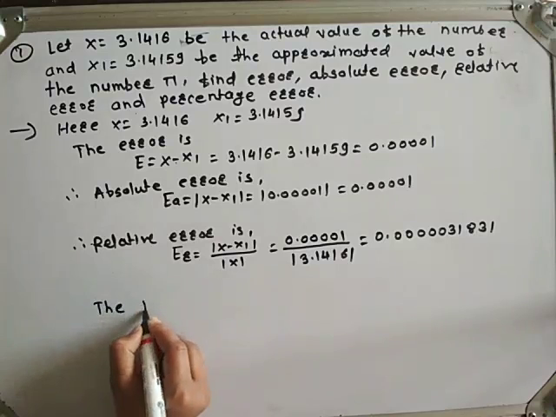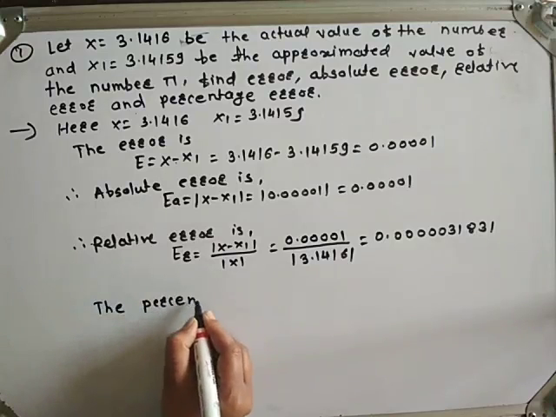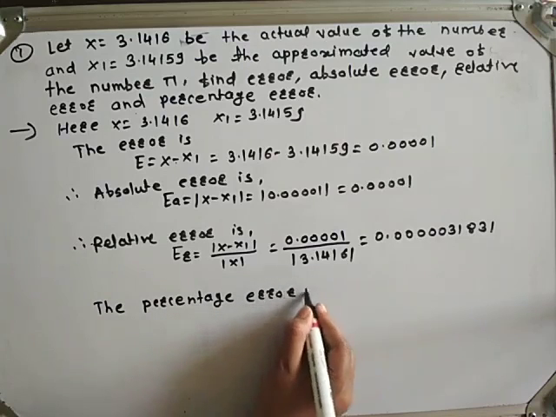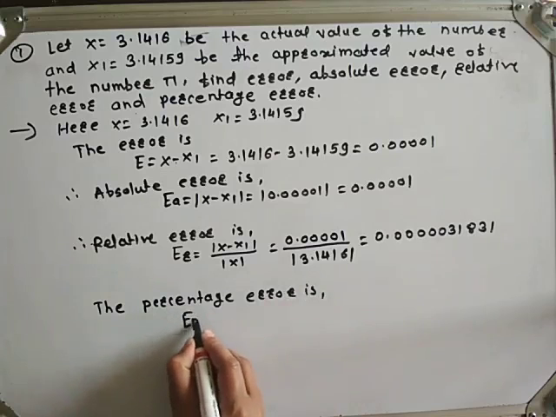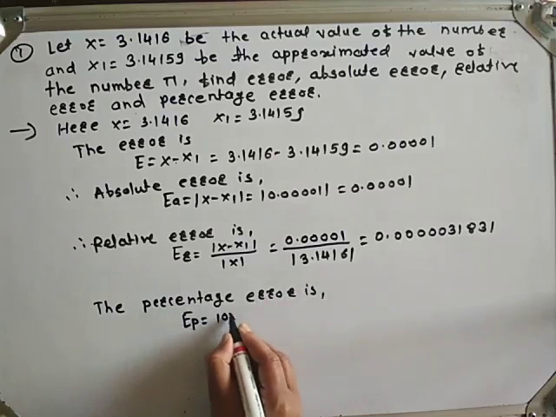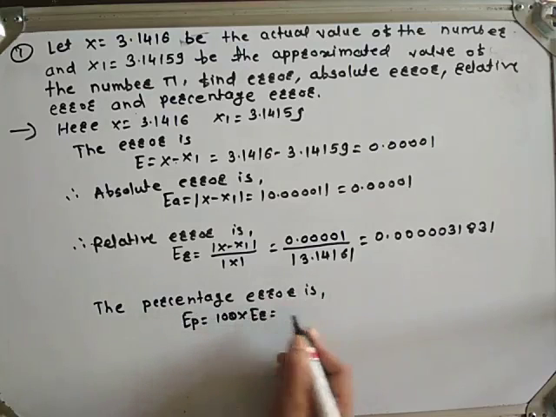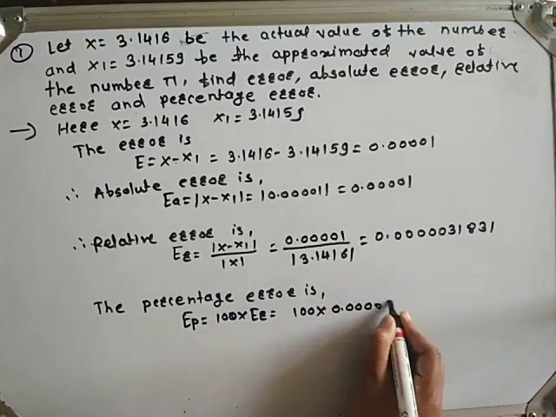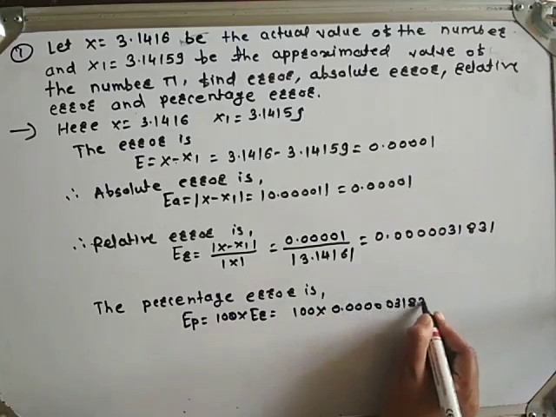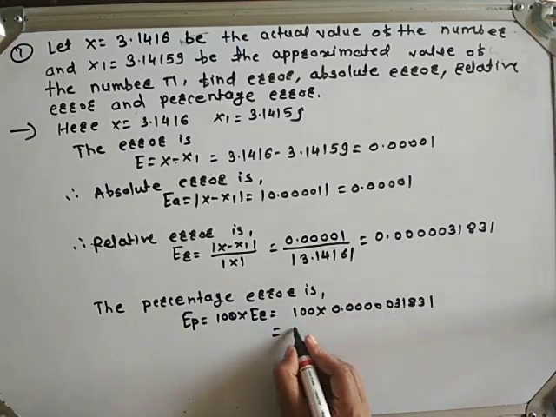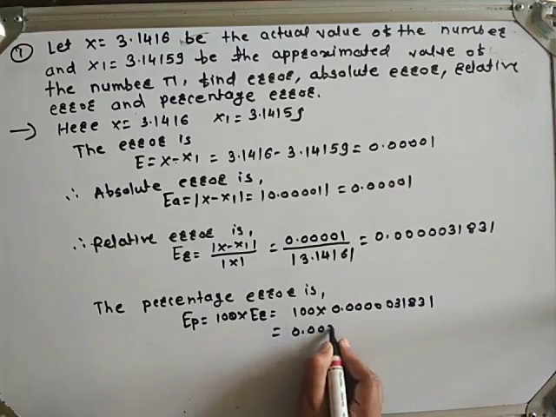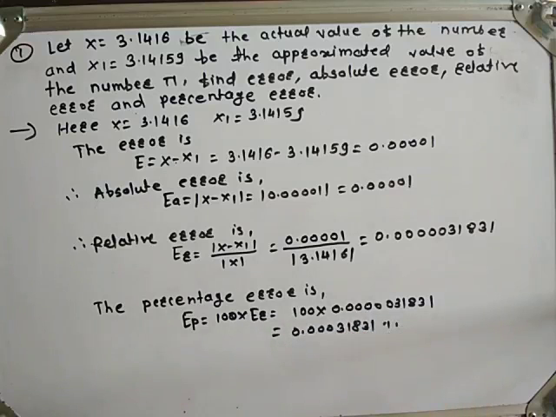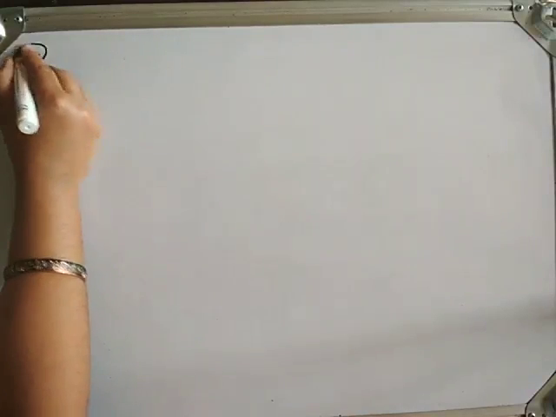Next, the percentage error is denoted by EP, which is equal to 100 into ER, which is equal to 100 into 0.00031831, which is equal to 0.031831%. Let us take second example.